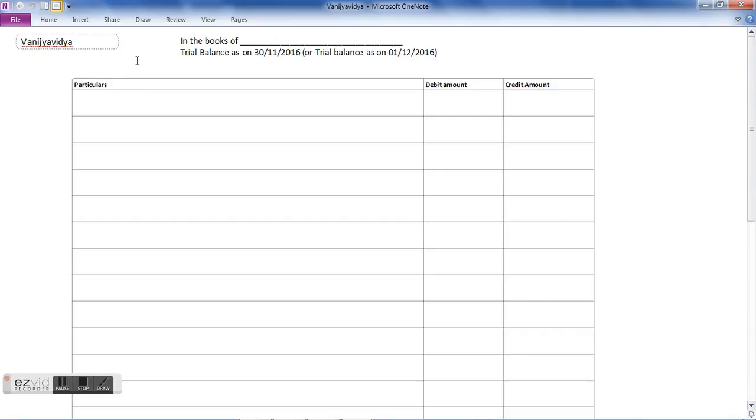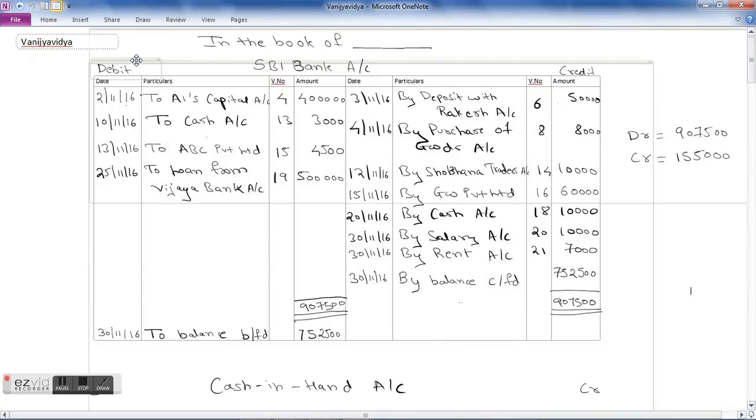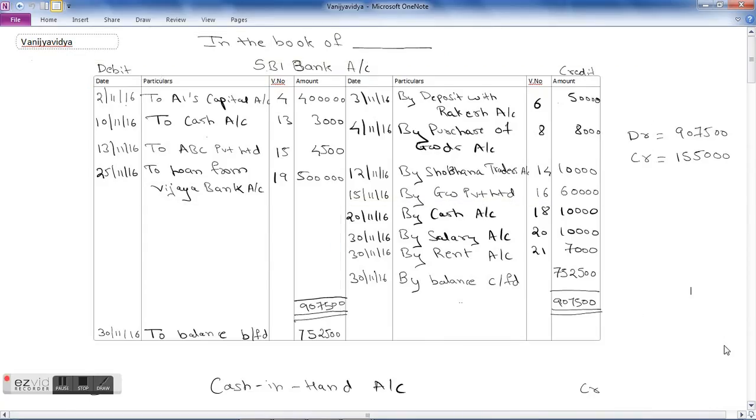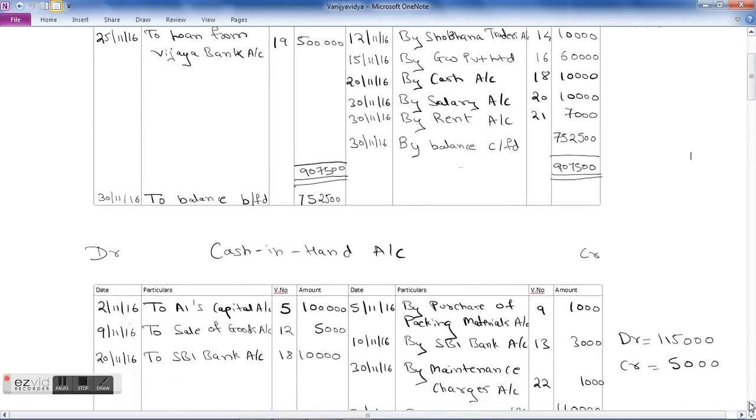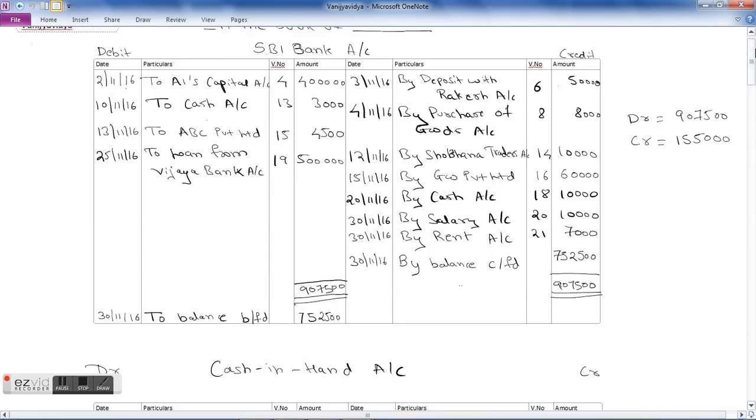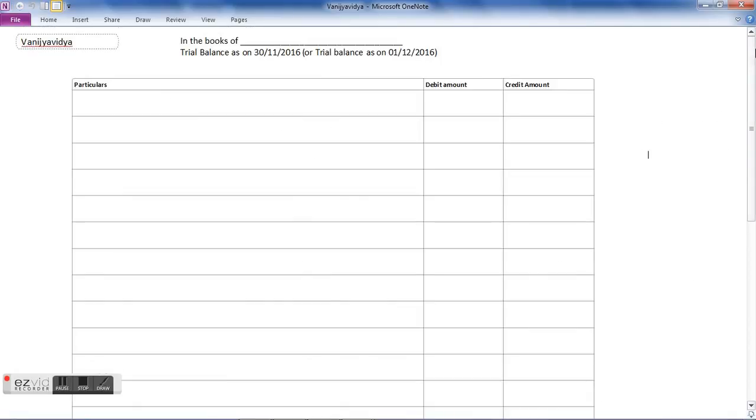So let's prepare the trial balance one by one. First is SBI bank account. Now you have to concentrate on this balance. First let's put it as SBI bank account in the trial balance.